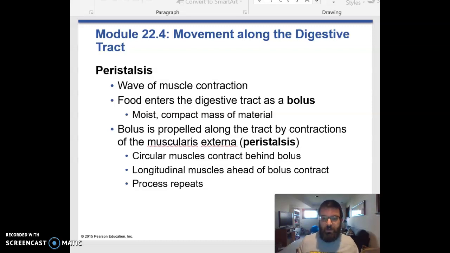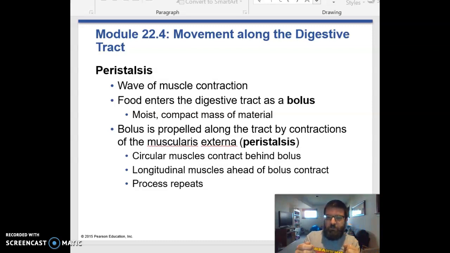So one is called peristalsis. And peristalsis is a wave of contraction that goes like this, right? It essentially alternates between a wave of circular muscle contraction and a wave of longitudinal muscle contraction, which again makes the whole tube shorter, and that helps squeeze your food through.